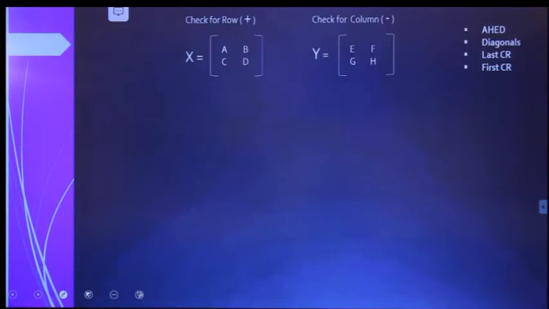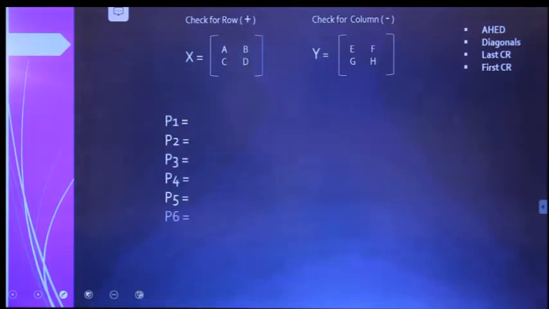Okay? So we have two matrices X and Y. We have these 4 points. And make a note that when we are looking for row, we will consider plus sign, and when we are looking for column, we will consider a minus sign. So first write P1, P2, P3 till P7 in your notebook. Then we will use our first point, that is AHED.